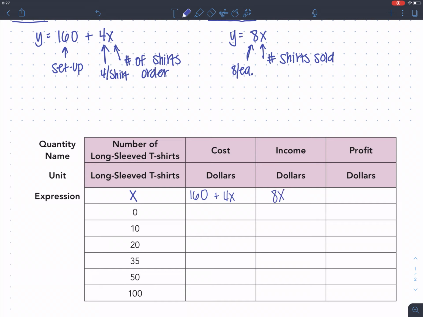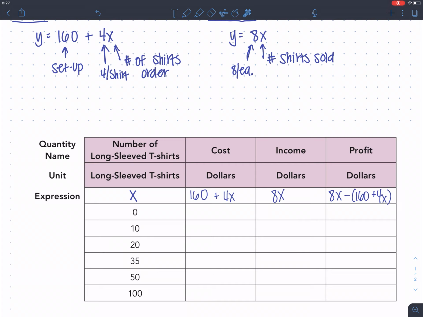My income equation is this one, so I'm going to put that in here, 8x. And then my profit is the amount of money I have after I take my income and I subtract the cost. So here's my income, and then I'm going to subtract the cost, which is 160 plus 4x. Now I can use this table to help us figure out the profit we can make from selling different amounts of shirts.